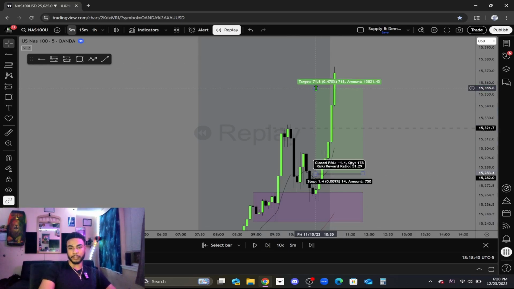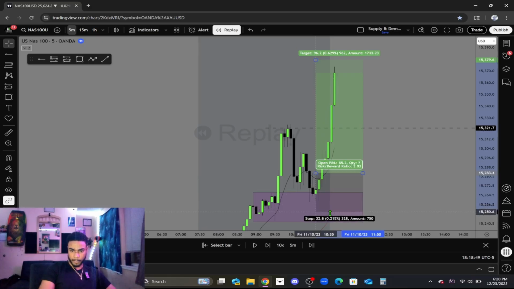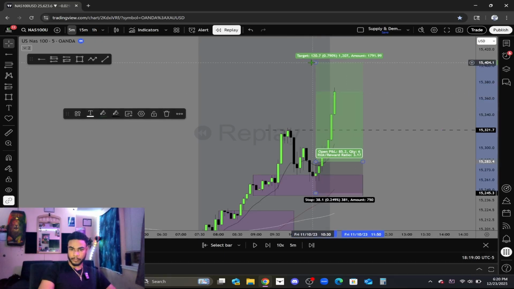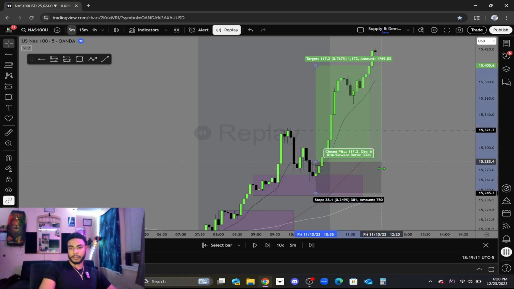You could have closed out right there, or you could have kept holding, maybe get a 1-to-3. Wish it would have been like, 1-to-3 would have been like right. This is like 3 times our risk. 1-to-3 would have been roughly around here. Let's see if our 1-to-3 would have got hit. I mean, probably would have. Yep, it would have got hit.